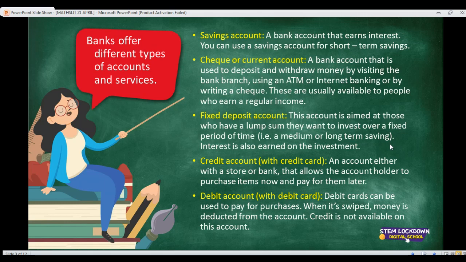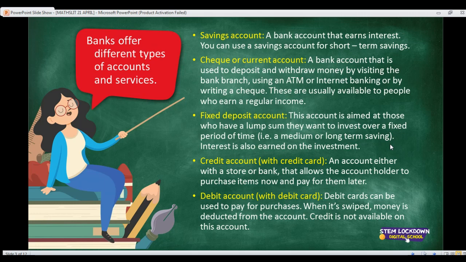Then we've got a fixed deposit account. This one is aimed at those who have a lump sum they want to invest over a fixed period of time. It can be for medium or long-term savings. Interest is also earned on the investment. So with this one, if you need to withdraw money from this account, you'd probably serve a 32-day notice before you are able to access the money. If you want it immediately, then there's a fee you'd be charged, which they'll deduct from the money.